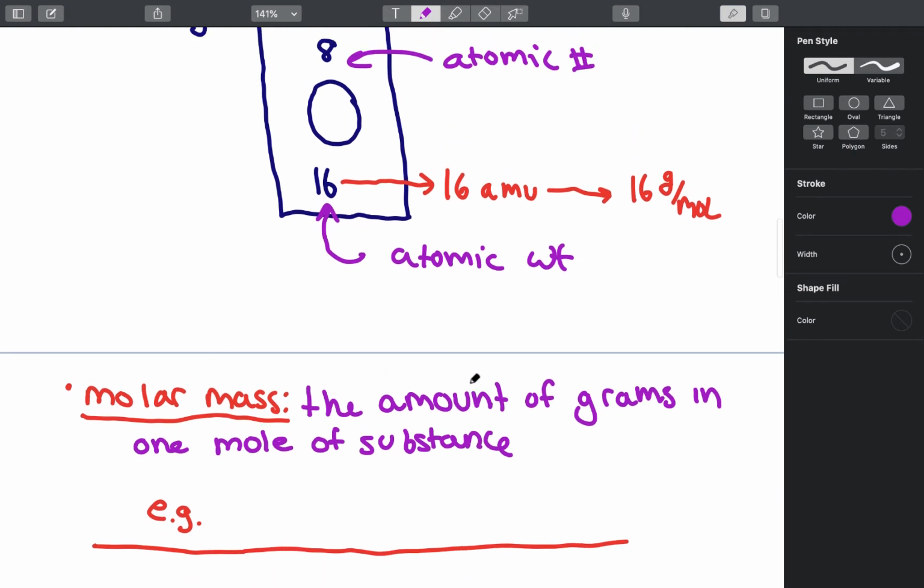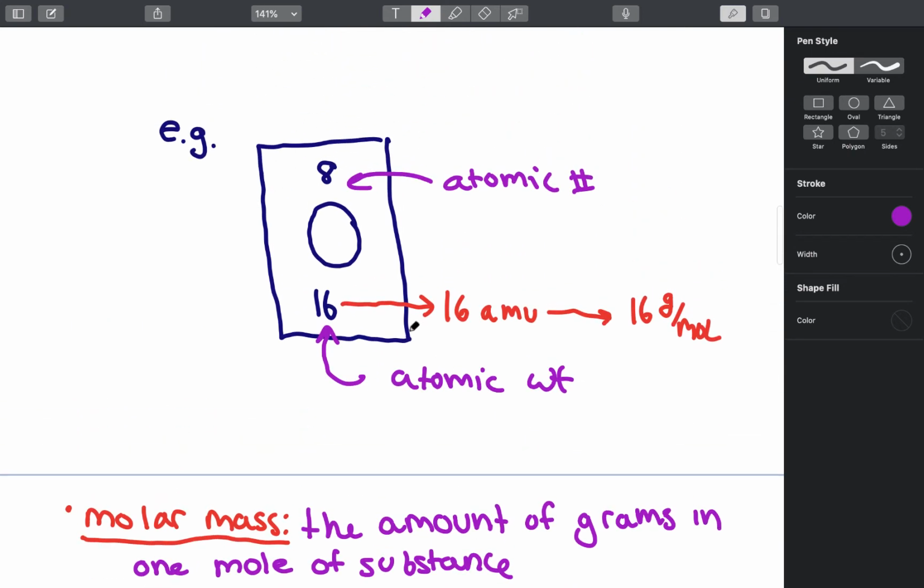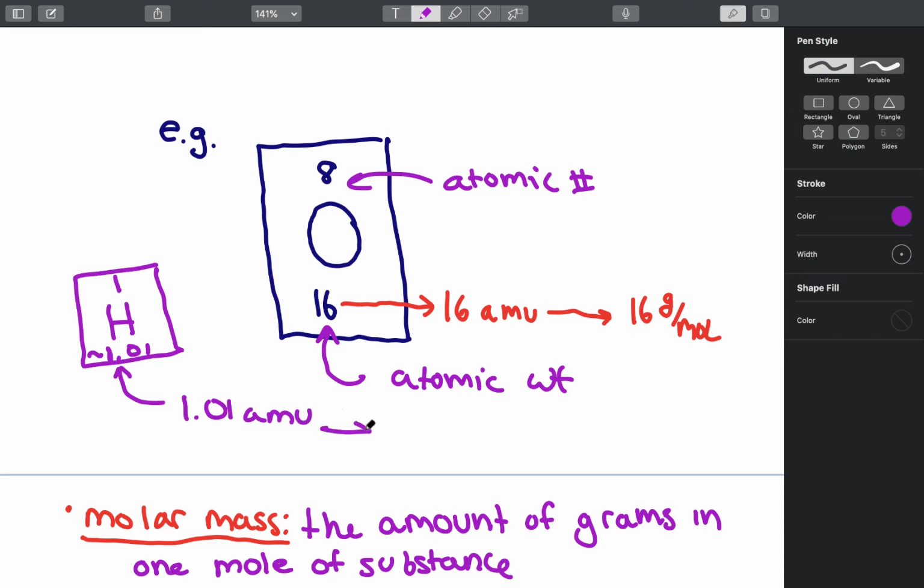So if you look at the periodic table, you'll see that the elements have this general look. Let's just use hydrogen for another example. You'll have an atomic number of 1 and a weight of around 1.01. So this 1.01 for hydrogen means that it weighs 1.01 AMU. But by our general rule, this also means that 1 mole of hydrogen will weigh 1.01 grams. So 1.01 grams per mole. And that's the molar mass.